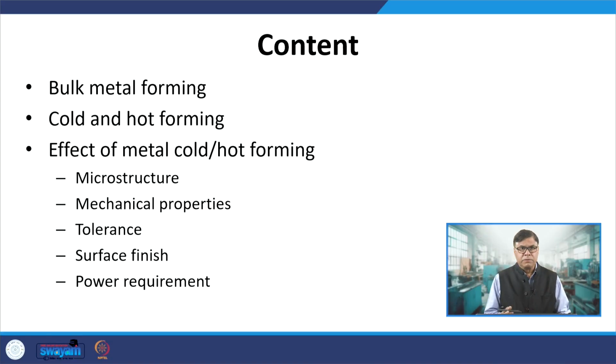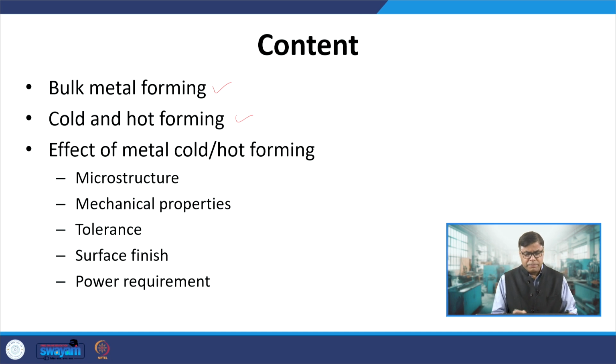The content of the topic includes bulk metal forming, what it is and what the broad categories of the processes are. Then we will focus on cold and hot forming, like how things are done, how the metal is affected when subjected to hot and cold forming, and the ease of manufacturing by hot or cold forming to process the material by bulk metal deformation processes.